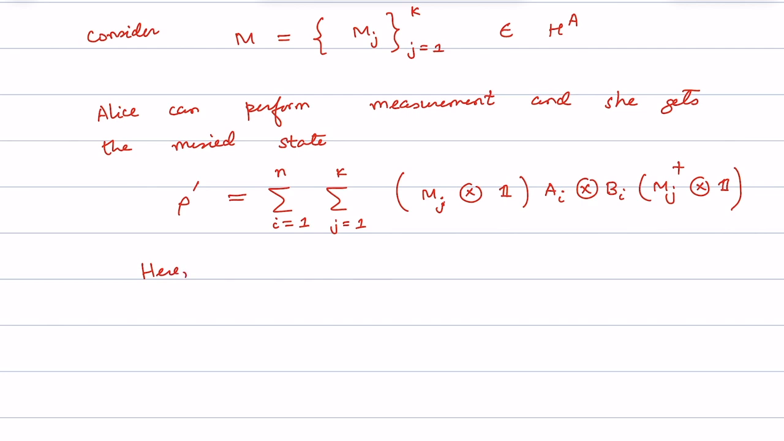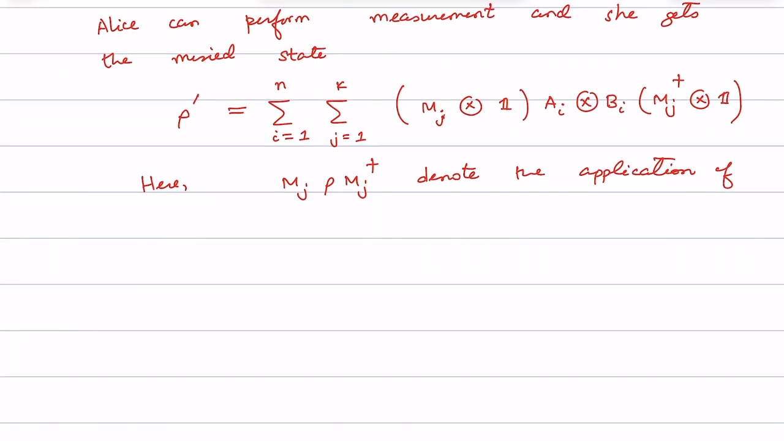Here you can see that M_j rho M_j dagger denotes the application of the measurement operator to the mixed state rho. Okay, this you have also discussed earlier in the measurement topic that we discussed in the last lecture.